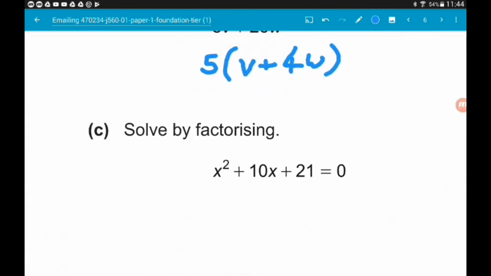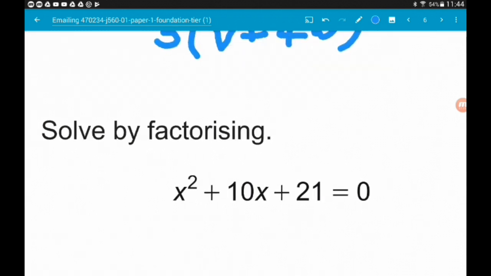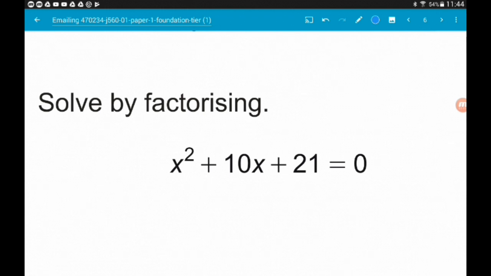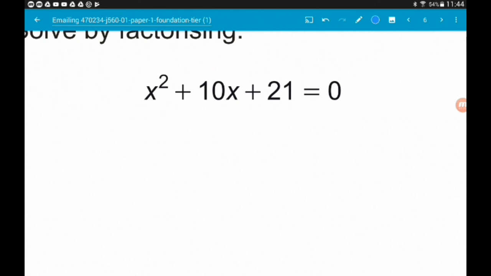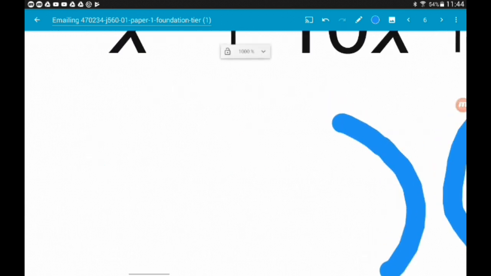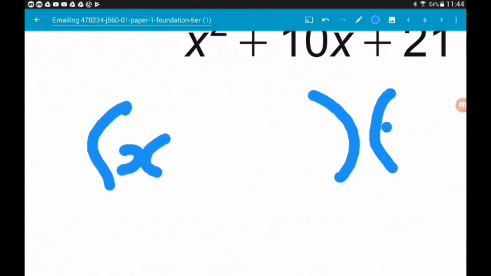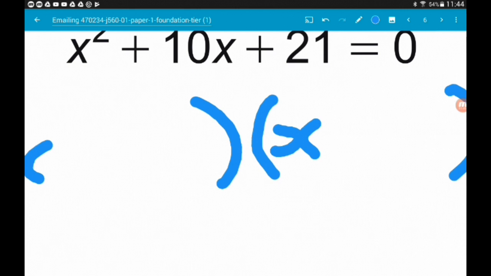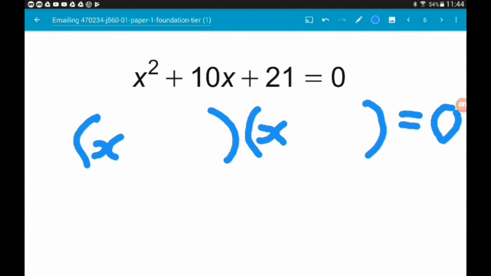Cool. And then part C wants us to solve by factorising x squared plus 10x plus 21 is equal to 0. So this is a quadratic. To factorise these, we need 2 pairs of brackets. Each of them has an x at the start, so if we were to expand that back out, that would get us our x squared term. Now inside each bracket, we need 2 numbers that add together to 10 and multiply to 21. So that's going to be 3 and 7.